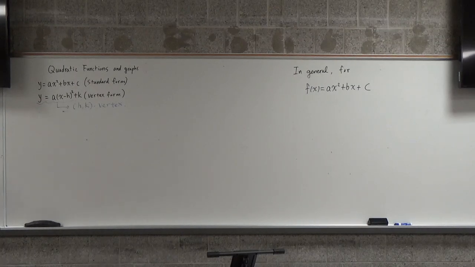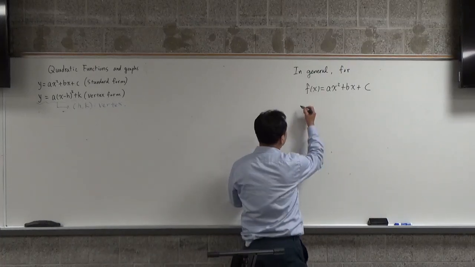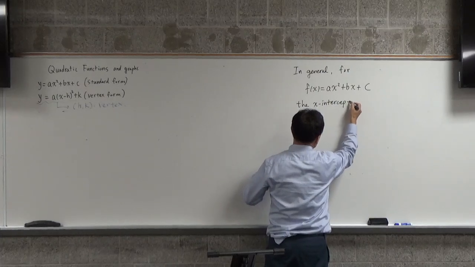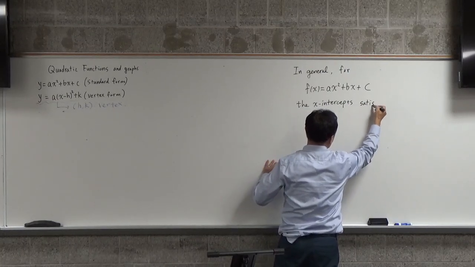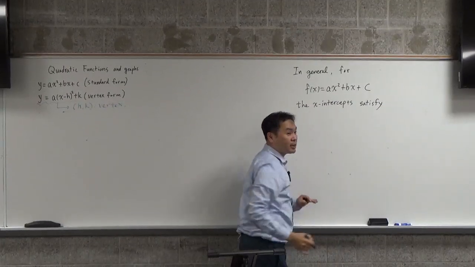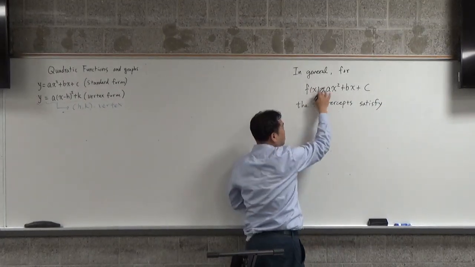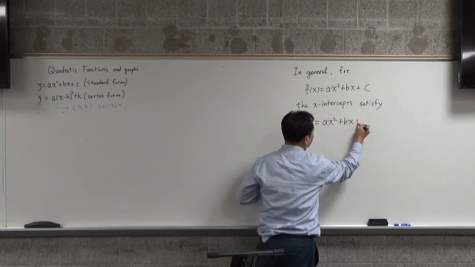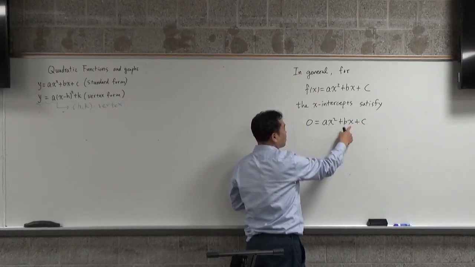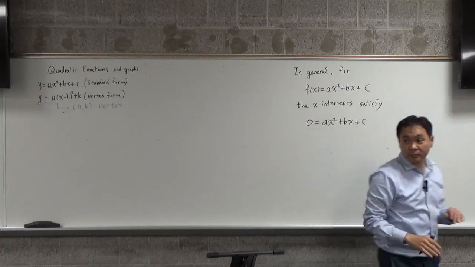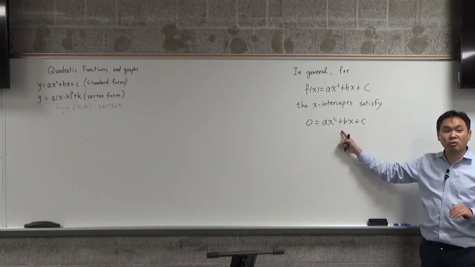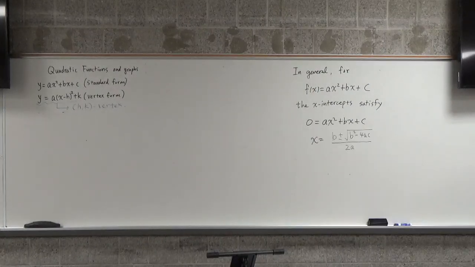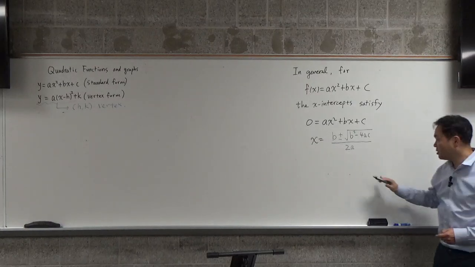how do you find the x-intercepts? Satisfy what? Not x equal to y equal to 0. So this is y, so you can set y equal to 0. So the x-intercepts are the x values that satisfy this equation. And you all know the formula for this, right? How do you find the x value for this equation? Plus minus square root of b squared minus 4ac over 2a.